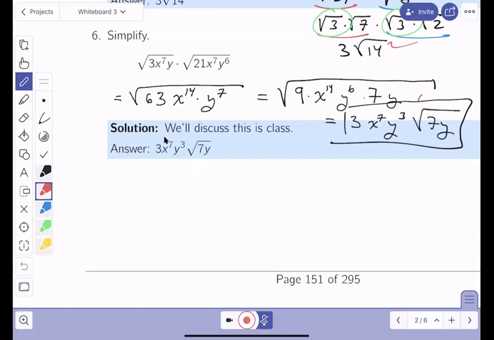Look at the key. Make sure you're staring at that. And you do factor by factor. 3, x^7, y^3, the root of 7y. All right, let's go to 7.